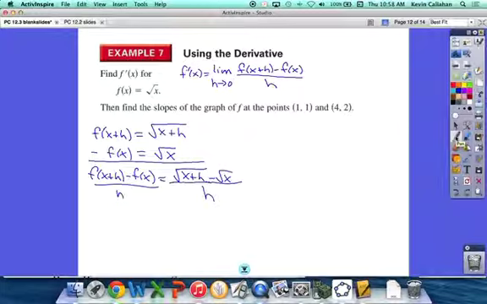Well, that's why we had to learn the rationalizing technique. If I tried to find the limit of this right now, I would get 0 over 0, indeterminate. So how can I simplify that? Rationalizing technique. What would I multiply by? The conjugate of the numerator, right? That's going to be the square root of x plus h plus the square root of x, divided by the square root of x plus h plus the square root of x.